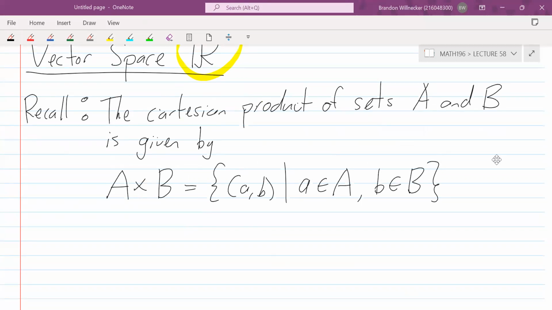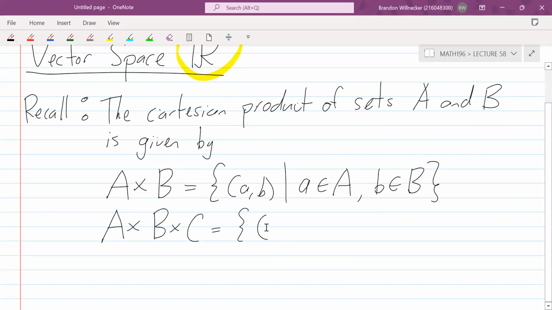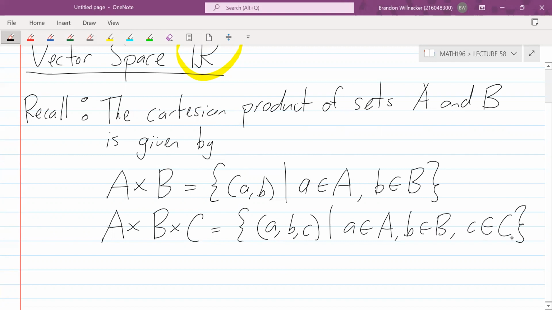Okay. And of course, we could do the Cartesian product of three sets. So we could have A cross B cross C, and this would be the three-element tuple (a, b, c), such that little a is from A, little b is from B, and little c is from C. Okay, so that's the Cartesian product of three sets. And the result is another set. So what we're going to look at now is what happens if we take the Cartesian product of the real numbers with itself.